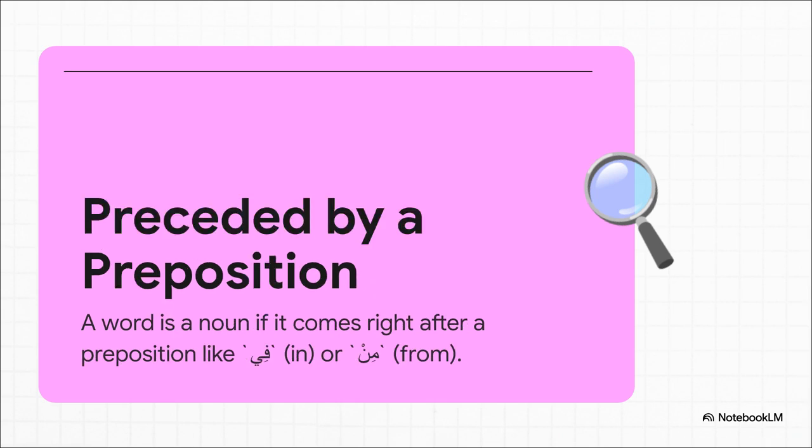Okay. Our next clue isn't actually on the word itself, but right next to it. It's about context. Just like in English, words like in or from, prepositions, they need a noun to follow them. You can't just say in the and stop. You say in the house. So if you spot a preposition like fi or min, you can bet the word that comes right after it is a noun. It's like a 2-for-1 clue.